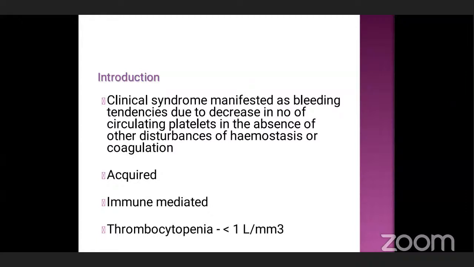So ITP is an acquired condition, that is, it is immune mediated. It is mediated by antibodies, and it is autoimmune. That means our body is producing antibodies against the platelets.